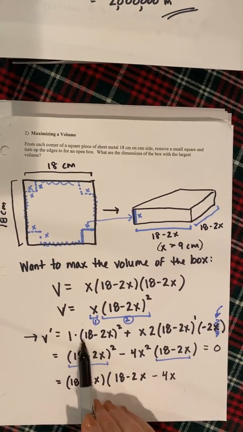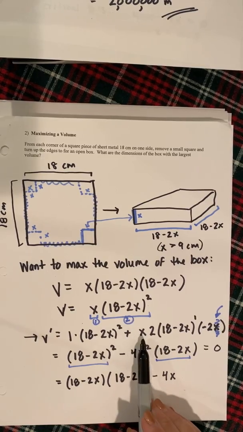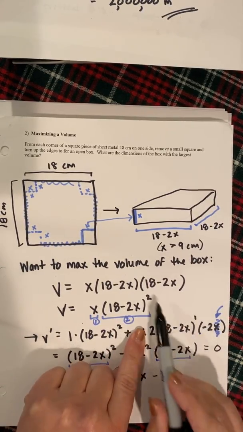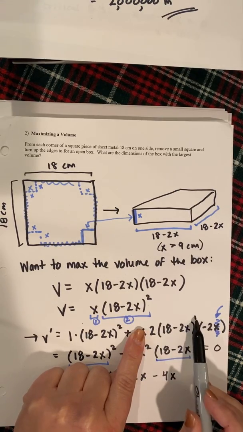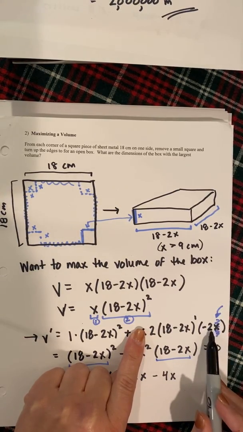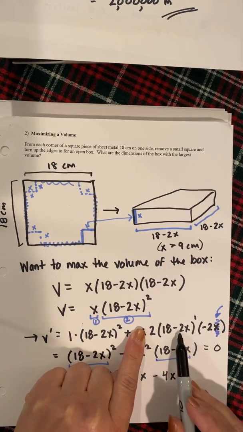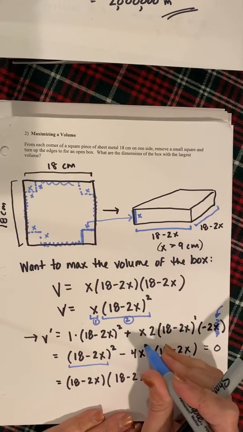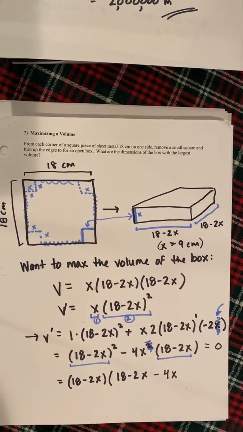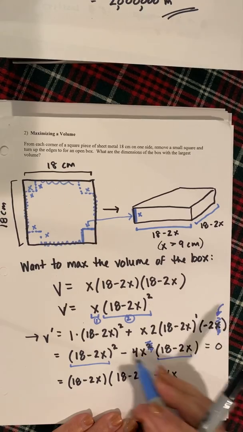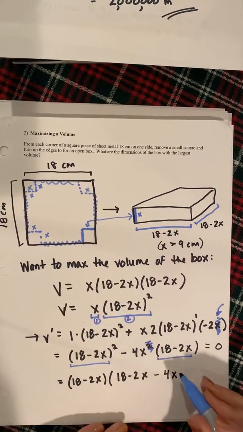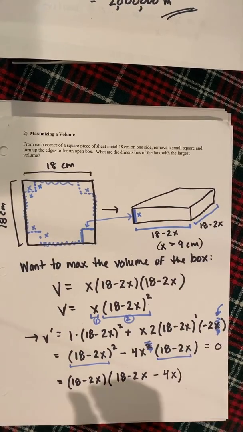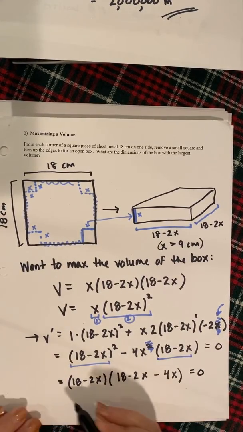The derivative of the first is 1 times the plain old second plus the plain old first times the derivative of the second. When I took the derivative of the second, I brought the 2 out front, left what was inside alone, dropped the power by 1, and the derivative of what's inside is just -2, because the derivative of -2x is just -2. So not sure if you caught that. So we really don't have this power here. And then when I pull out the 18 minus 2x, that's just going to be 4x, plain old 4x. Ooh, much easier. And that's going to be equal to 0, so I'm just going to clean this up.